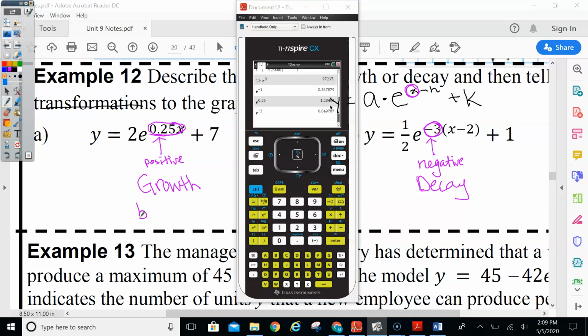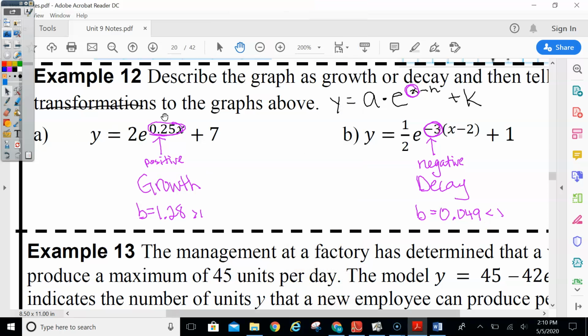So here, for this one, the base for the 0.25 makes it 1.28, which is more than 1. Here, the base when I make the negative 3 the exponent is 0.049, which is less than 1, which makes it decay. Okay, so for these, it doesn't matter what you look at. This is what you're going to see more often. With e, the base is e, so you're going to have to look at the exponents. But everything else is the same.